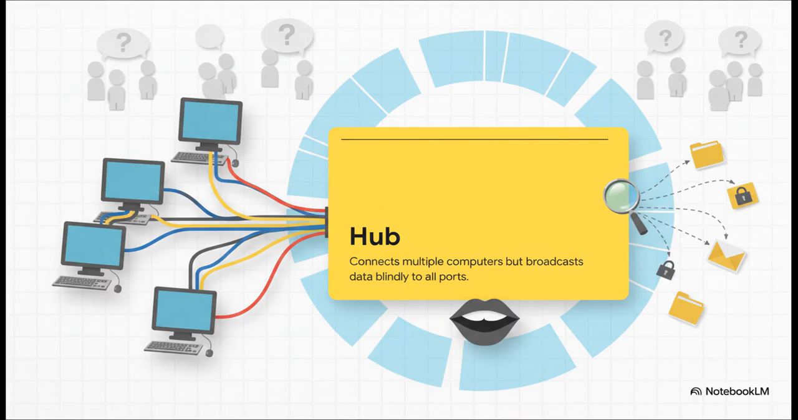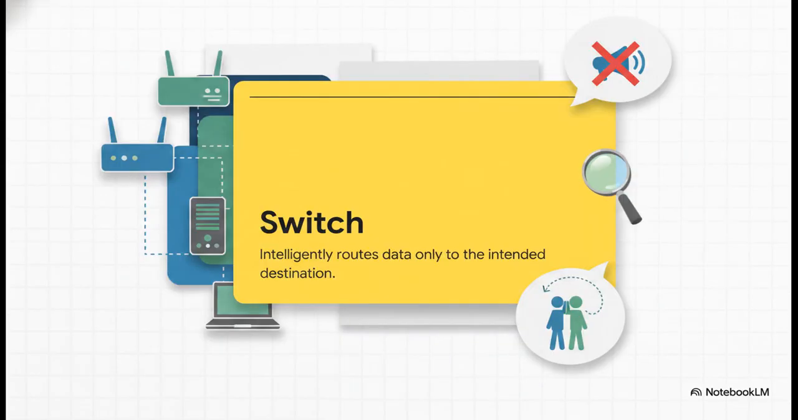If computer A wants to send a private packet strictly to computer B, the hub doesn't know how to filter that. It just yells it out to computers C, D, and E too. It's essentially like walking into a crowded, noisy room and screaming a highly specific message at the top of your lungs, just hoping the right person happens to hear it. Not super efficient. Which brings us to the much smarter evolution, the switch.